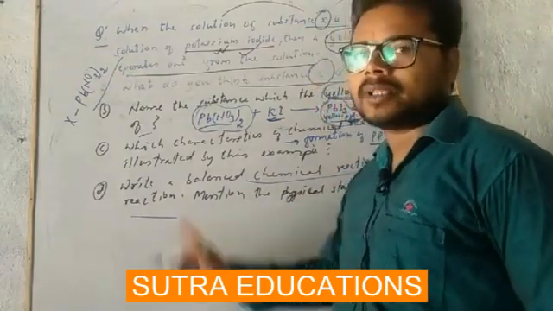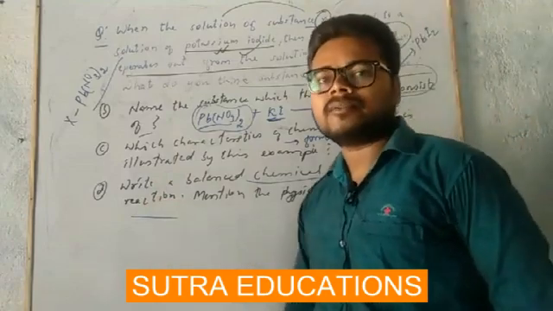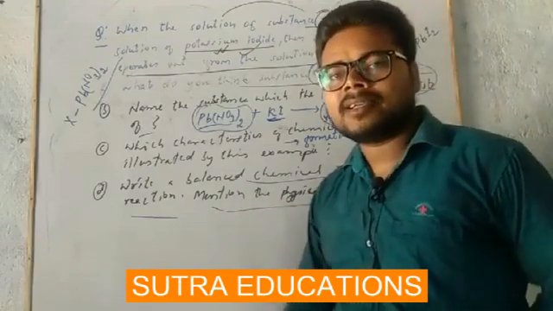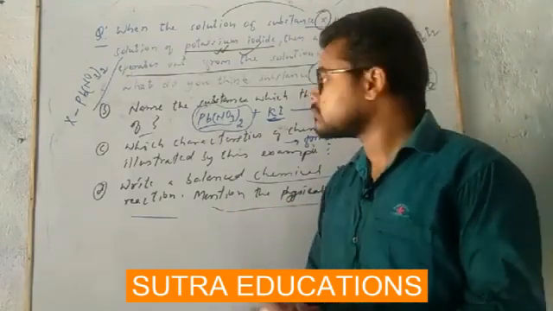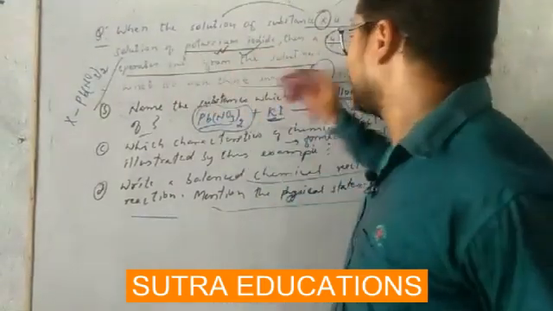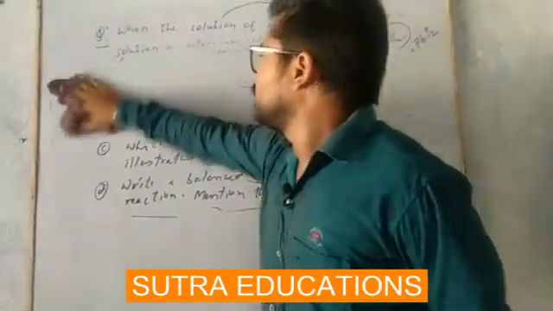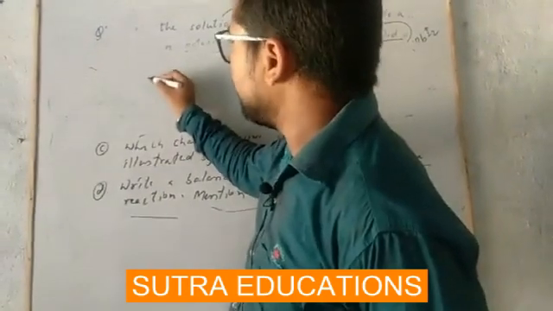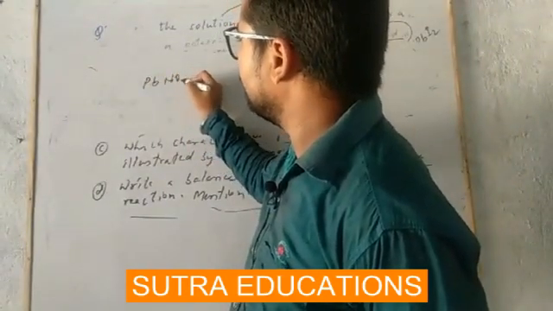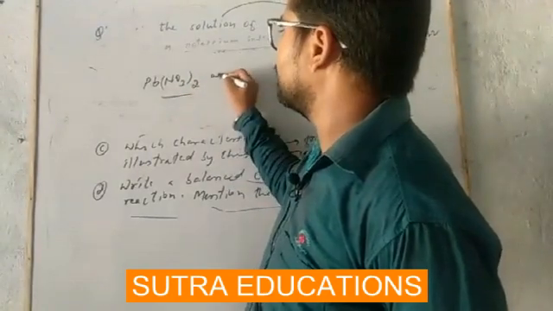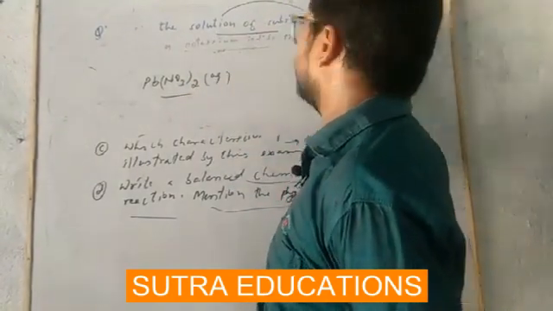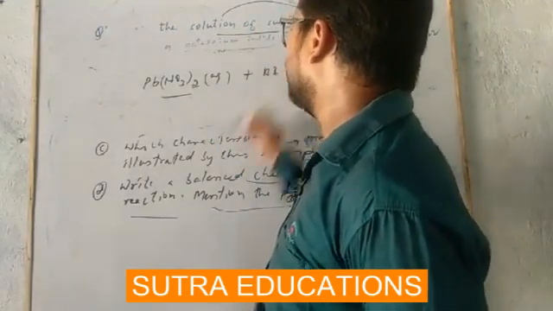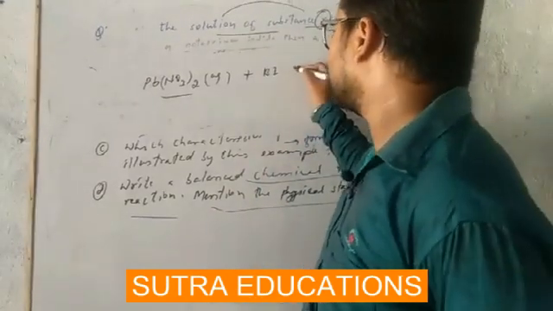Then finally, write a balanced chemical equation for the reaction and mention the physical states. I am going to rub the upper part. It is Pb(NO3)2, and it is aqueous because it is written as solution of X, which means aqueous. Pb(NO3)2 plus KI, potassium iodide, again aqueous.